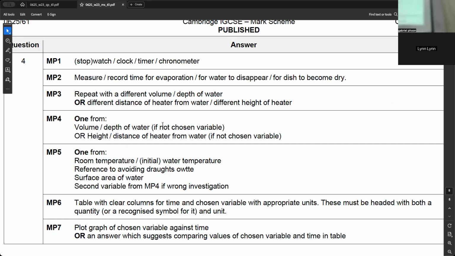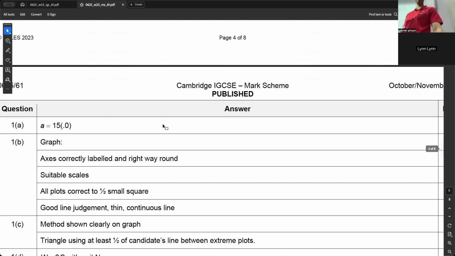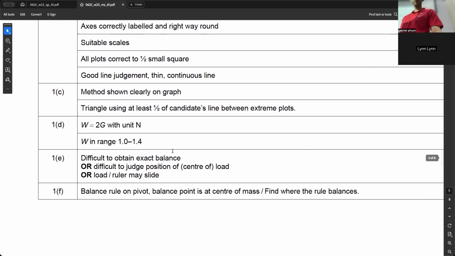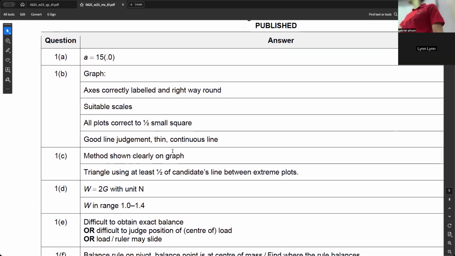Can you show the answer for the first question? They don't care about that one. The answer is always like this one. It's the same every year. 4 marks. It's the same every year.